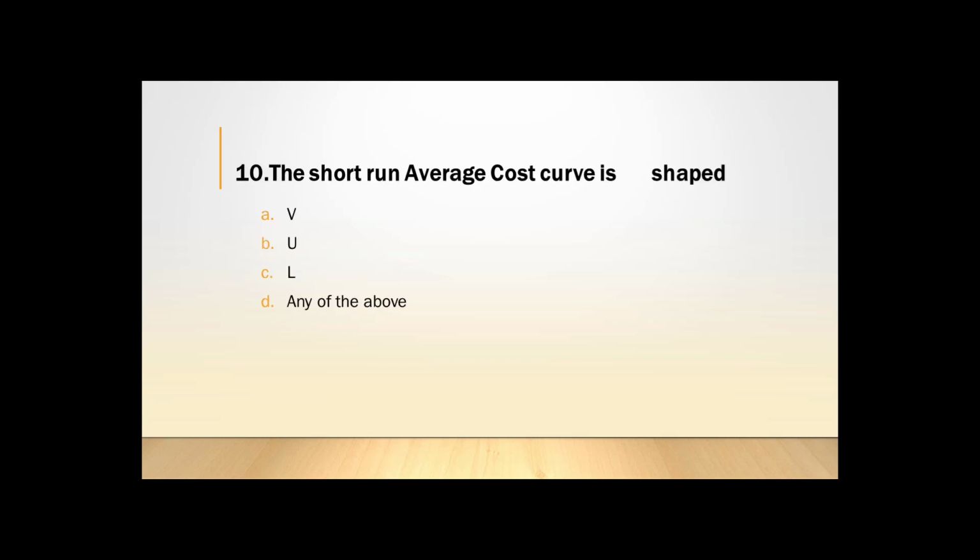Question number 10. The short run average cost curve is dash shaped. Option A, V, B, U, C, L, D, any of the above. And the correct answer is B, that is U.